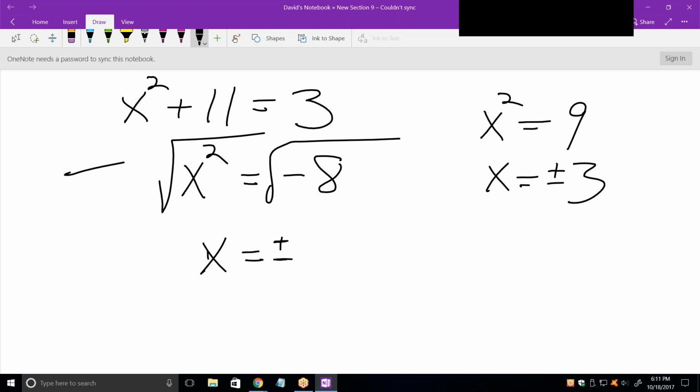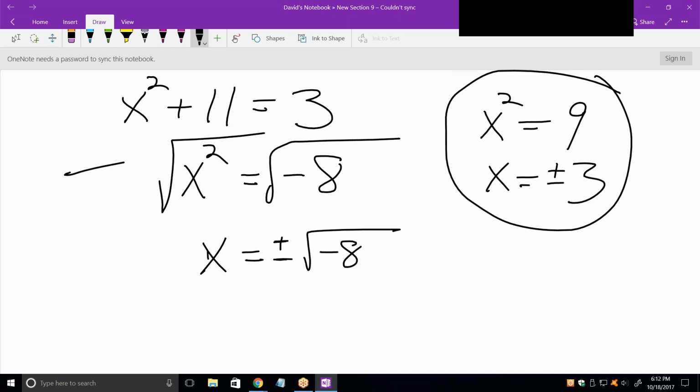If I told you x squared was equal to 9, the answer is plus or minus 3, because I did this by taking the square root of both sides. So here, the answer is the square root of negative 8.